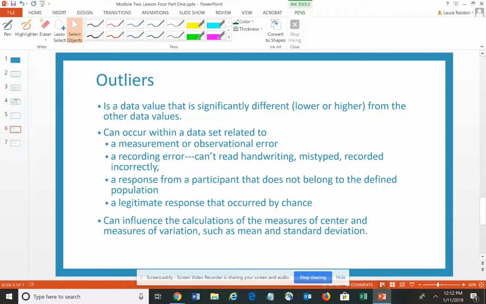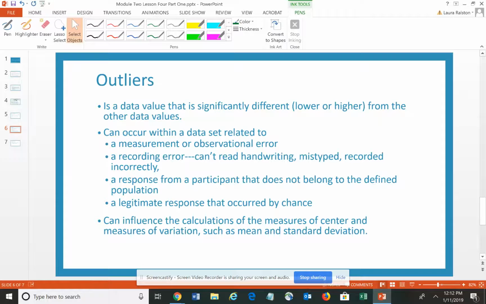Honestly, an outlier sometimes can be a legitimate response that simply occurred by chance. It's a valid number and we can use it. It's important to determine if your data set has outliers because the outliers can influence and affect the calculations of your measures of center and measures of variation, specifically the mean and the standard deviation. An outlier can cause the mean or the standard deviation to be too high or too low, inflated or deflated, depending upon what type of outliers you have in the system.